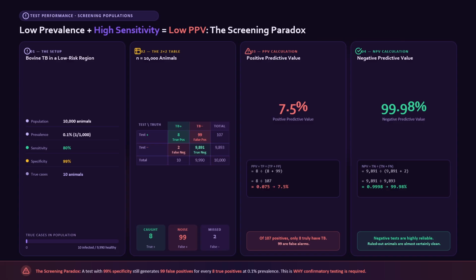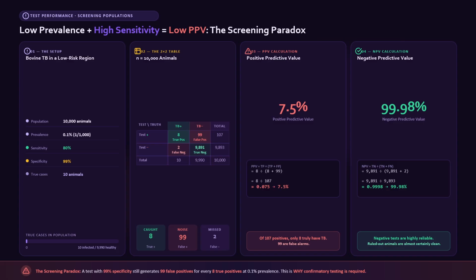Negative predictive value is the mirror image. Of the 9,893 animals that test negative, 9,891 are truly clean. NPV is 99.98%, so a negative result here is rock solid. If this test clears an animal, you can believe it.